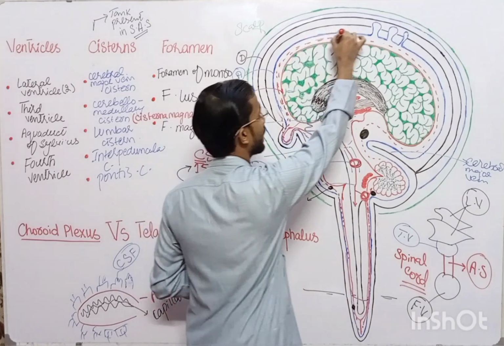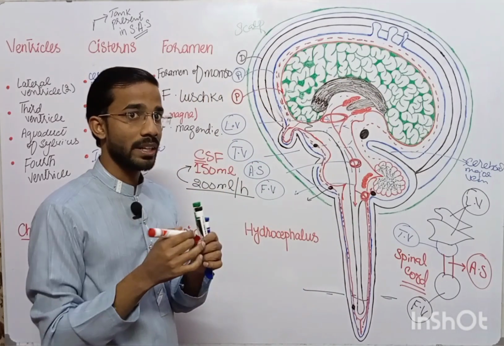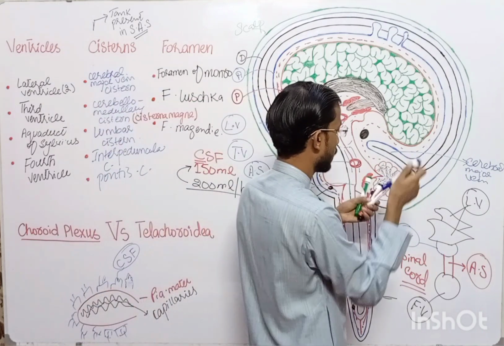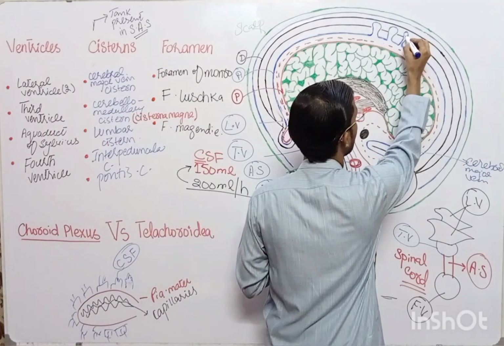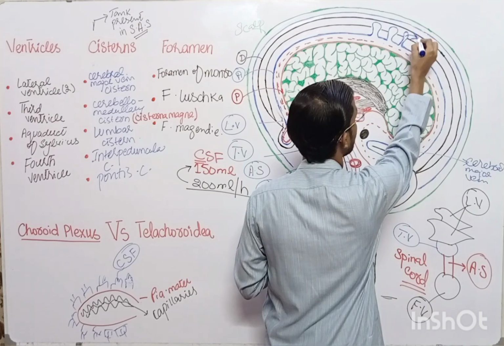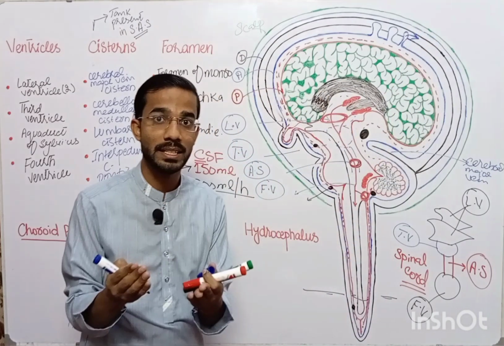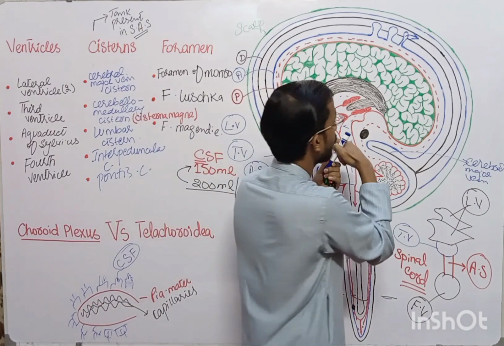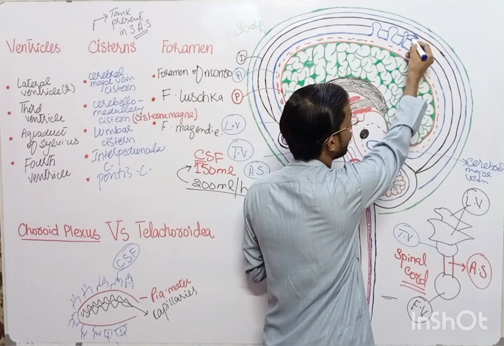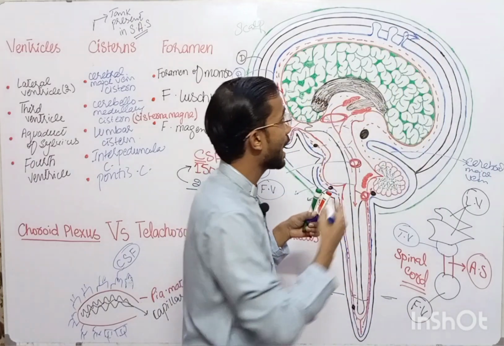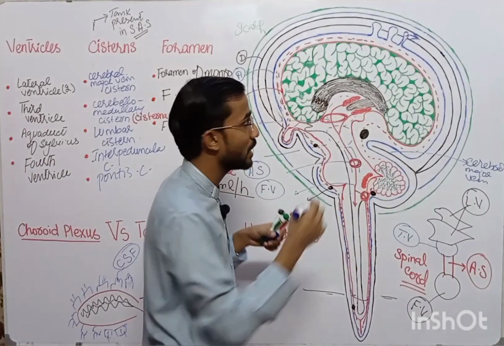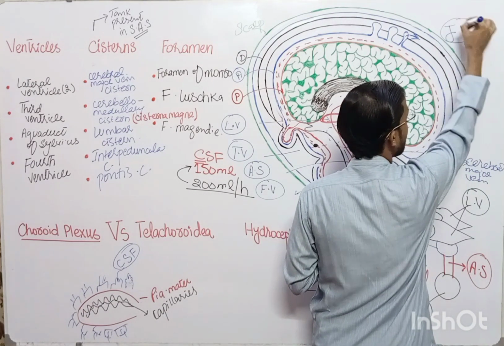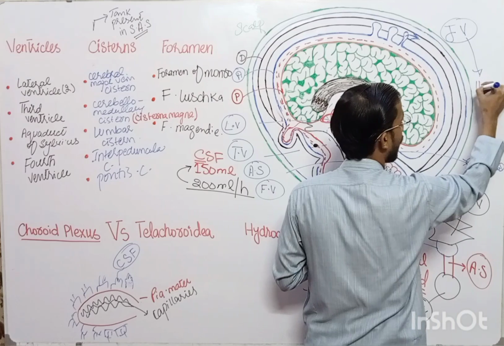The subarachnoid space has arachnoid granulations, and from the arachnoid granulations it will move into the dural venous sinuses, which we have discussed in a previous lecture. So from the granulations it will move into the dural venous sinus, and from the dural venous sinus it will ultimately fall into the internal jugular vein, and ultimately into the heart.